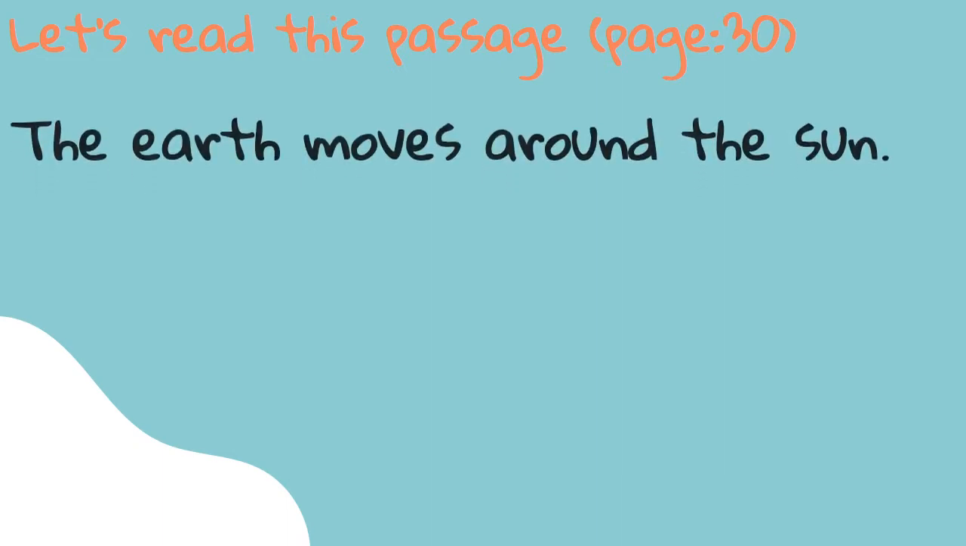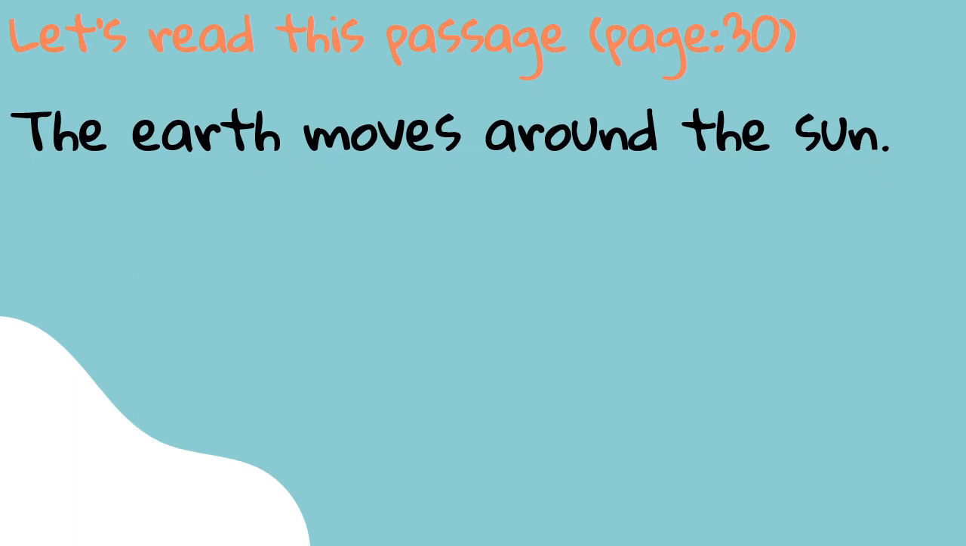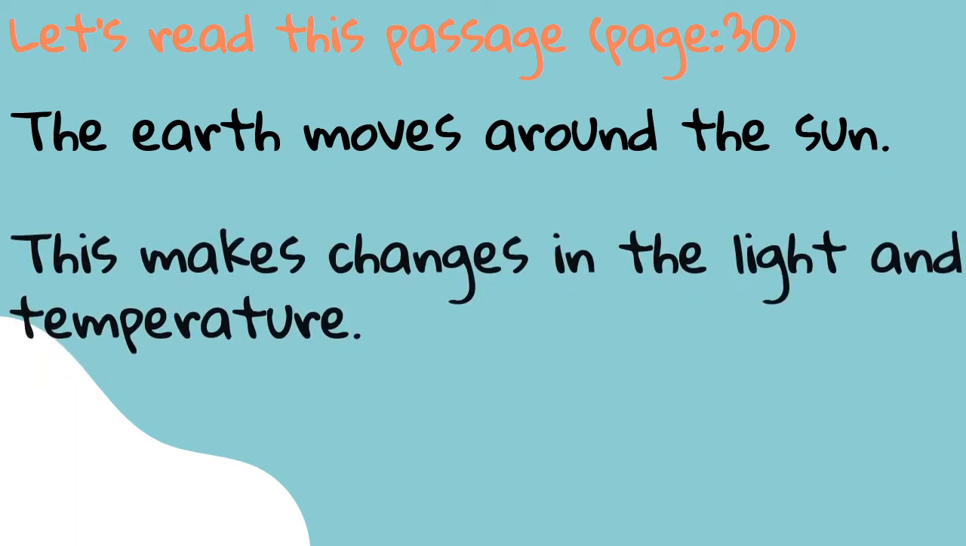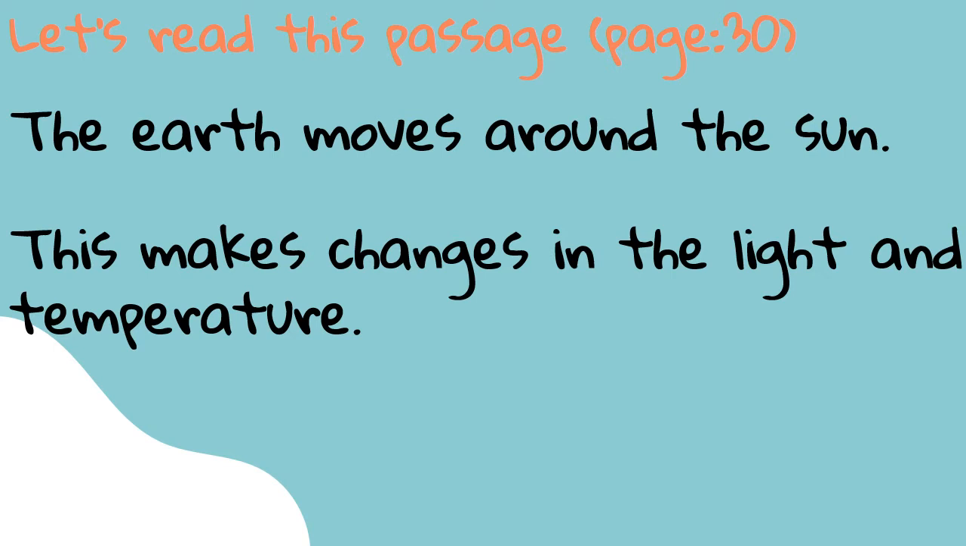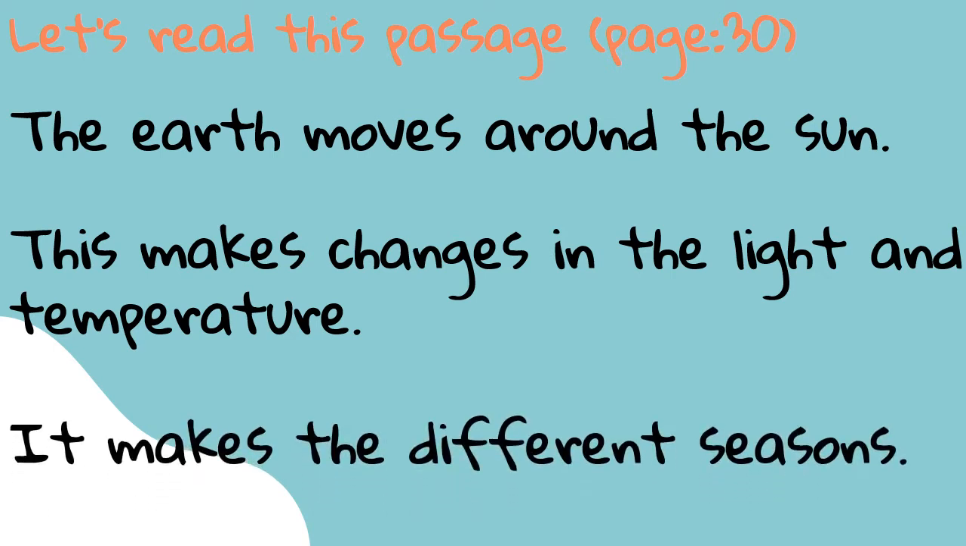Now let's read this passage. Open your student book, page 30, and read with me. The earth moves around the sun. This makes changes in the light and temperature. It makes the different seasons.